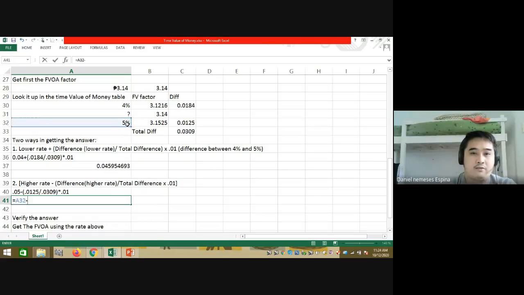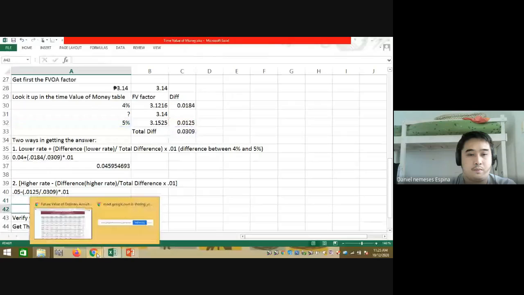So again, 5% minus the difference divided by the total difference, multiply it by 0.01. Okay?